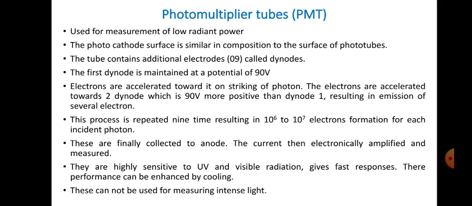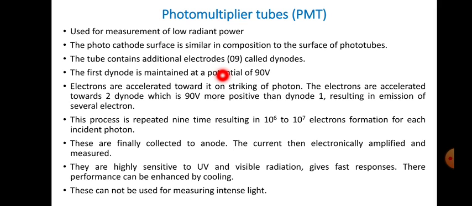Then next is a photomultiplier tube, which we abbreviate as PMT. So this is used for measurement of low radiant power. Whenever there is a low radiant power, these kind of radiations will be difficult to detect by the barrier layer cell and phototube. So we need to use the photomultiplier tube, which actually multiplies or amplifies the signal. So the photocathode surface is similar in composition to the surface of the phototube, right. Here the tube contains additional electrodes. So this is the main difference between the phototube and the photomultiplier tube.